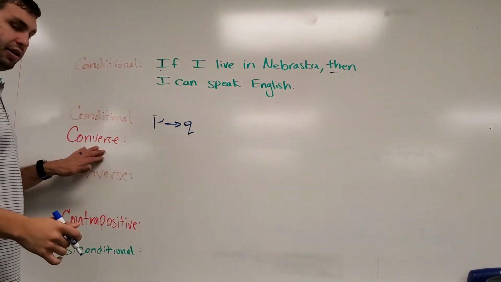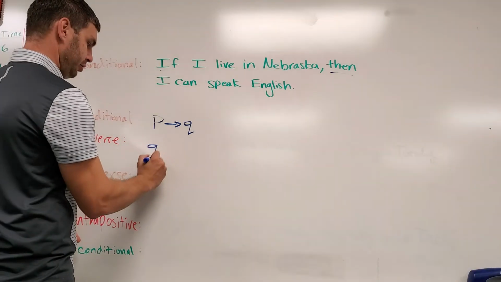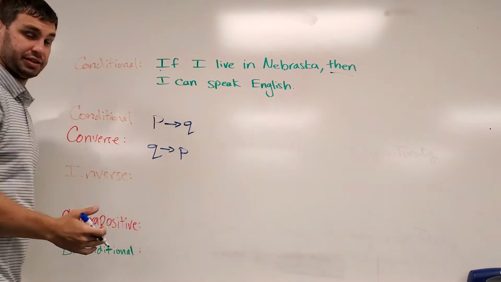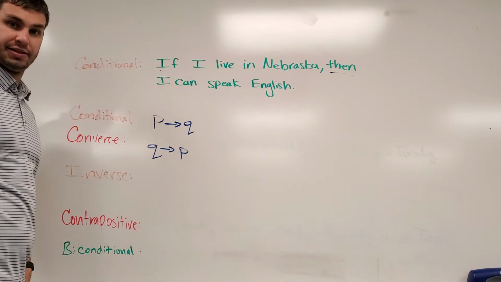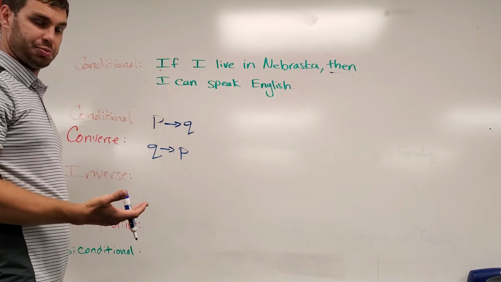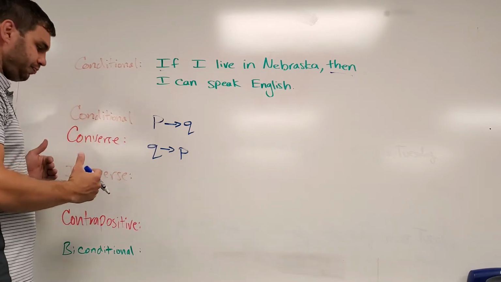All right. The converse, remember what the converse does is it switches them. So it would say Q, then P. So the way the sentence would say, it'd be, if I can speak English, then I live in Nebraska. All right, which isn't true. You can live anywhere and speak English. All right. So these aren't necessarily true or false. It's just the structure of them.